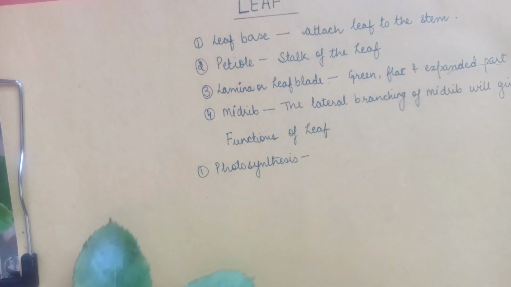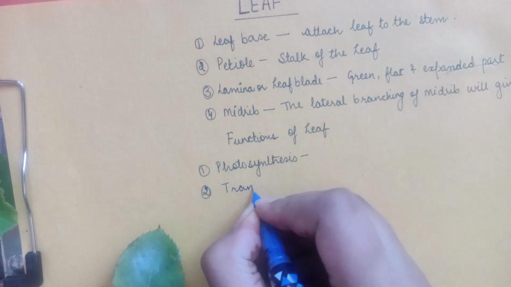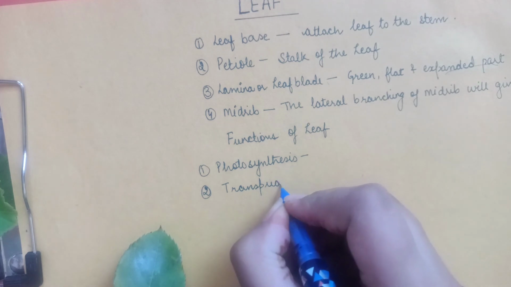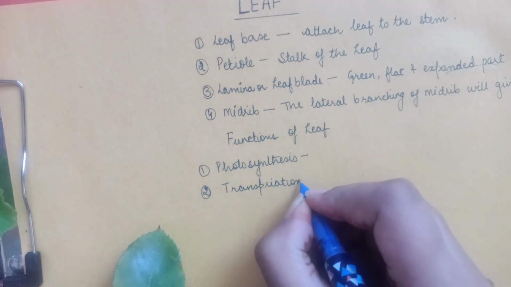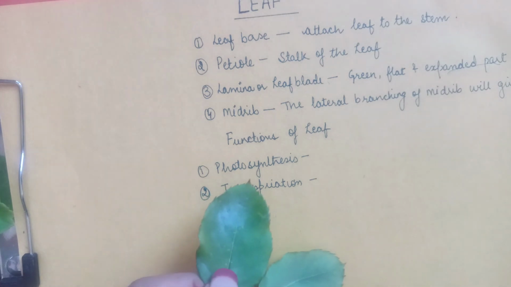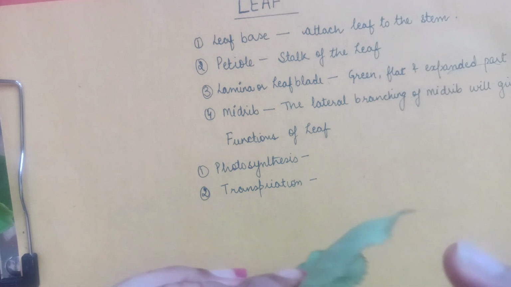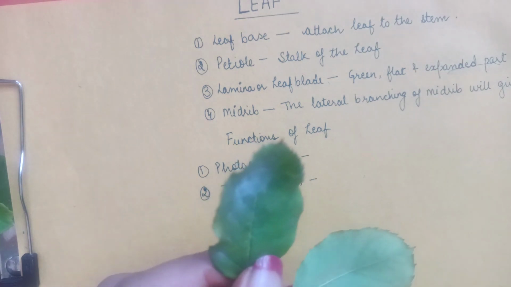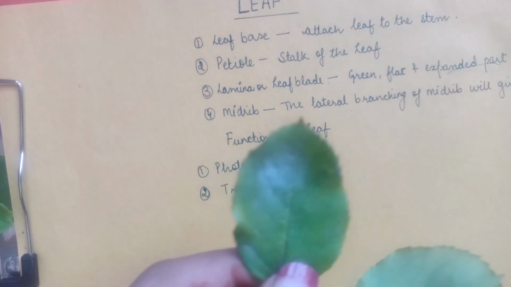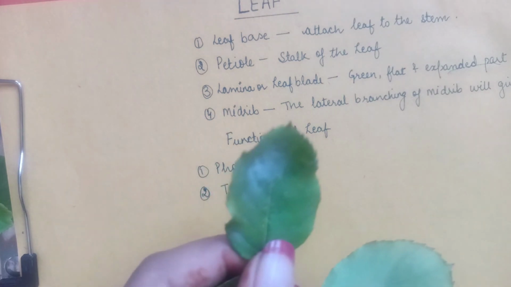Next function is transpiration. So what is transpiration? It is the loss of excess water in the form of water vapor from the leaves through stomata. Again, the stomata play the important role. It cools the plant during the hot summers. This is the function of the leaves, photosynthesis and transpiration. These are the two important functions.